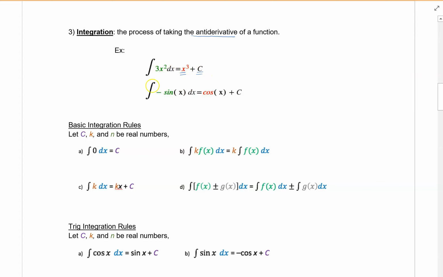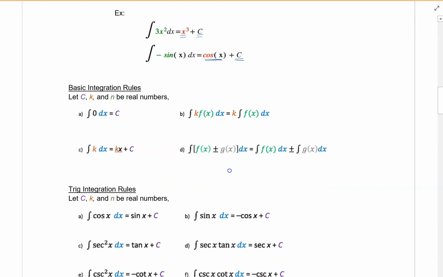Same here. This is saying take the integral of, or integrate negative sine x dx, or find the antiderivative of negative sine x dx. What is that? Oh, that's cosine x plus a constant, right? The function that if I take the derivative of it gives me negative sine, so the antiderivative, cosine, plus a constant. So to do that, right, we need some basic rules.